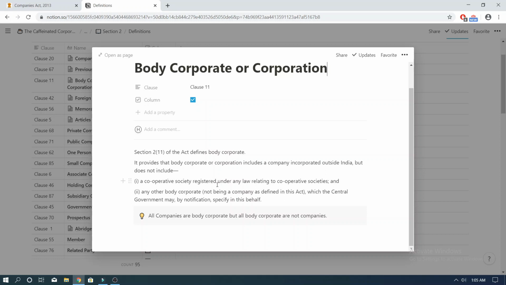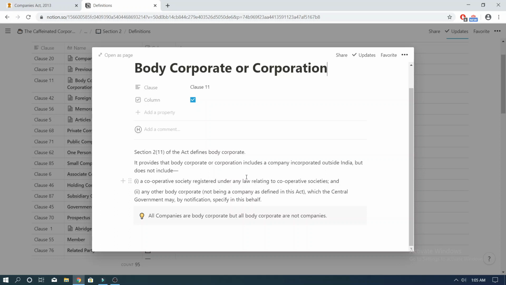A cooperative society registered under any law relating to cooperative societies, and 2. Any other body corporate not being a company as defined in this Act, which the central government may, by notification, specify in this behalf. So it is pertinent to note that the definition says the word "includes" and not "means", which indicates that it is an inclusive definition and not an exhaustive one.